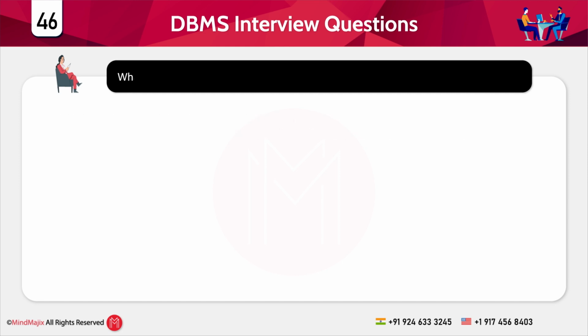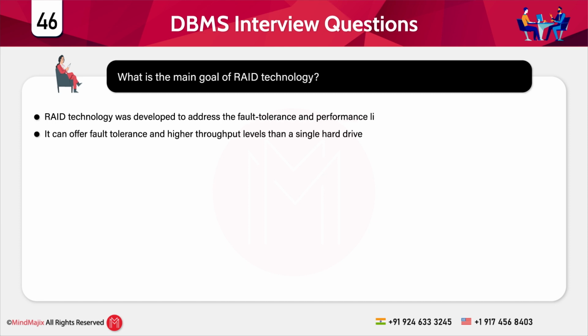The next question is, what is the main goal of RAID technology? RAID stands for redundant array of inexpensive disks. RAID is a method of combining several hard disk drives into one logical unit. RAID technology was developed to address the fault tolerance and performance limitations of conventional disk storage. It can offer fault tolerance and higher throughput levels than a single hard drive or a group of independent hard drives. While arrays were once considered complex and relatively specialized storage solutions, today they are easy to use and essential for a broad spectrum of client-server applications.